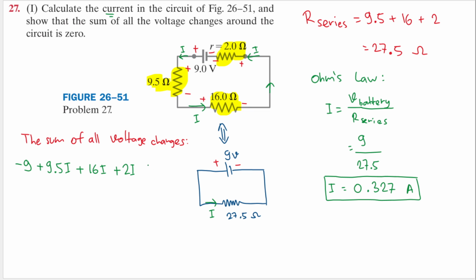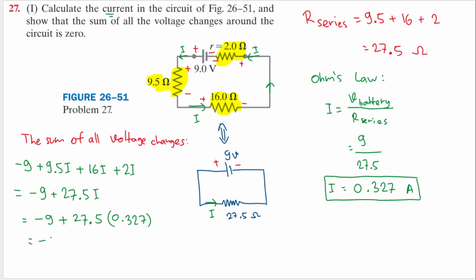Okay, and then all of that will equal to what? Which is the one that we are looking for, right? So maybe let's do it like this, minus 9, and then all of this will equal 27.5I, right? And then I will have minus 9 plus 27.5 multiplied by 0.327.